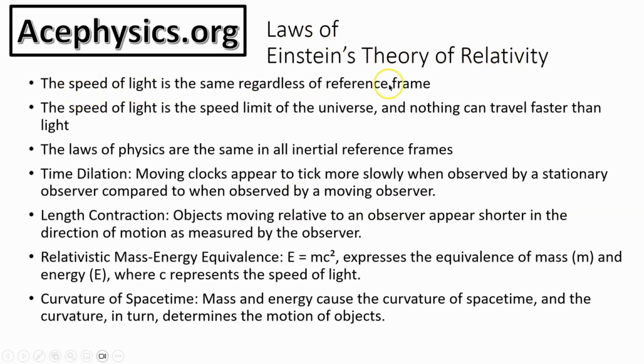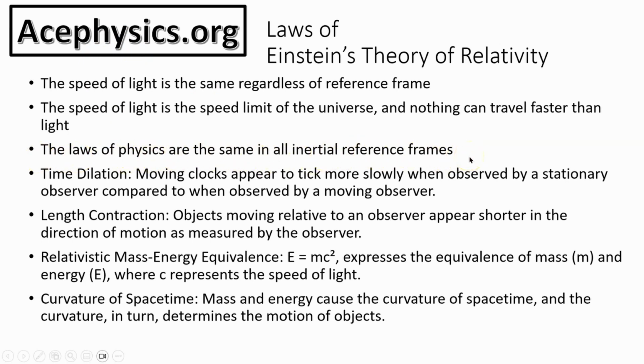Here are the laws of Einstein's theory of relativity. The speed of light is the same regardless of the reference frame. The speed of light is the speed limit of the universe. Nothing can travel faster than the speed of light. If you got close to the speed of light, the entire universe would shrink down to the size of a peanut or smaller. All time would stop. It would be very interesting. The laws of physics are the same in all inertial reference frames.